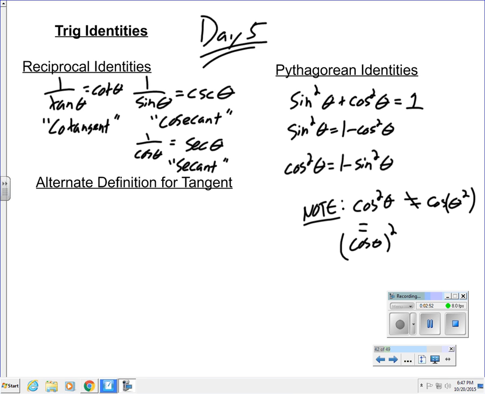And then the last identity is the alternate definition for tangent. In terms of sine and cosine, tangent is sine over cosine. So we can actually break all our trig functions down, the reciprocal trig functions and the basic trig functions, into sines and cosines.